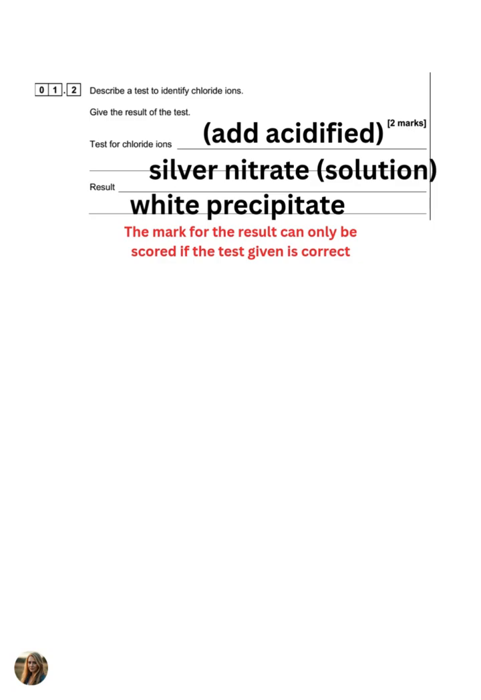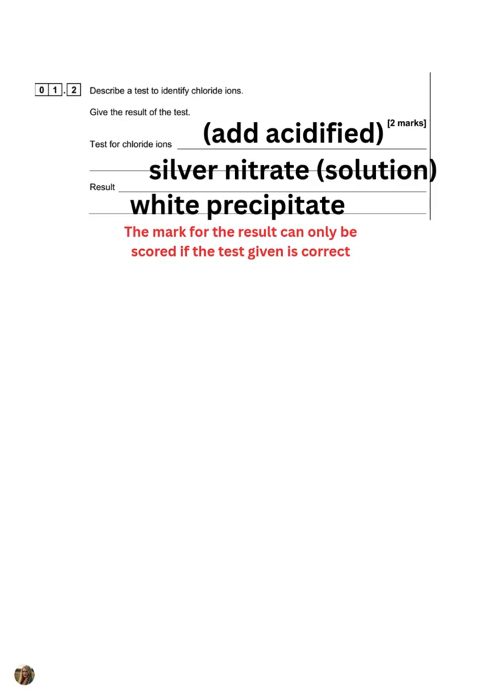There's also brackets around the word solution because the silver nitrate does have to be dissolved in water, but they're not saying that the word solution is essential. There's only one possibility for the test result, and that is that a white precipitate is formed.